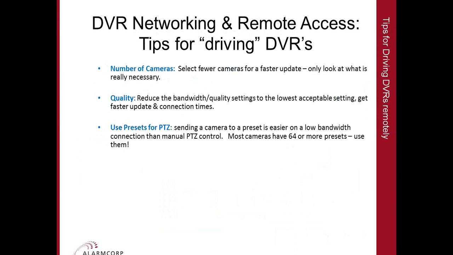So in order to get the maximum out of the limited connection, you want to do things like limiting the number of cameras that you're looking at simultaneously. You want to look at reducing the bandwidth or quality settings to the lowest acceptable settings. What this will do is give you faster update, faster refresh times, and also faster connection times. And this is something that you can verify yourself if you try and connect to a remote location with TruVision Navigator. You'll see that if it is a slower site, selecting the lower bandwidth stream does give you better refresh.